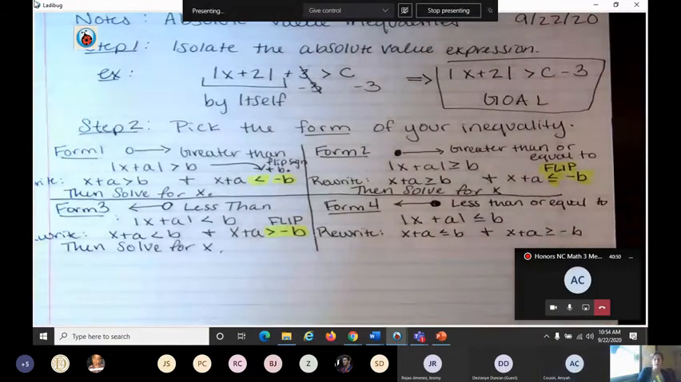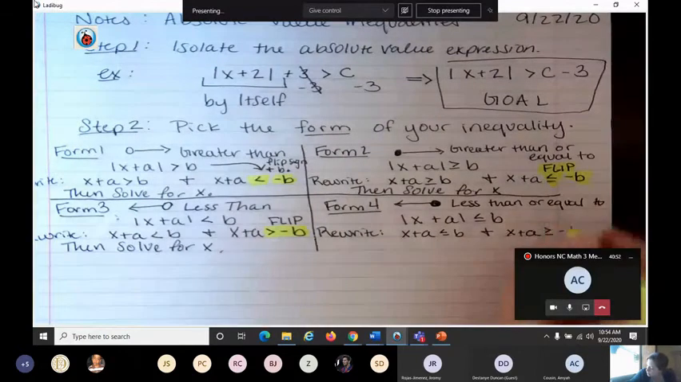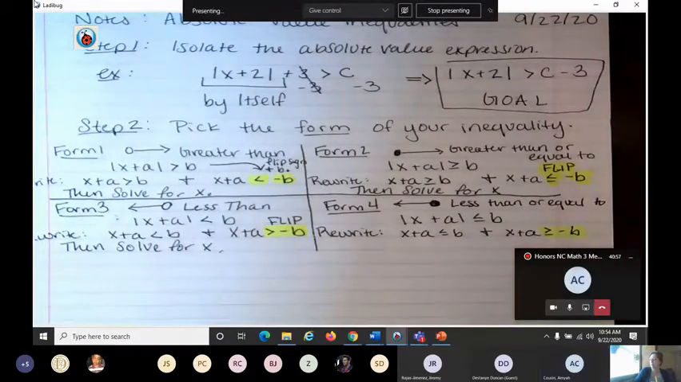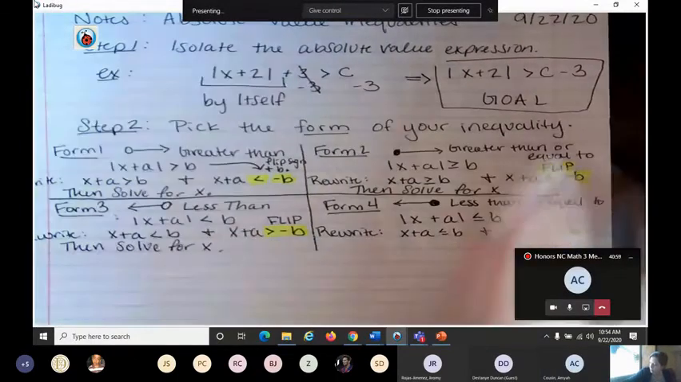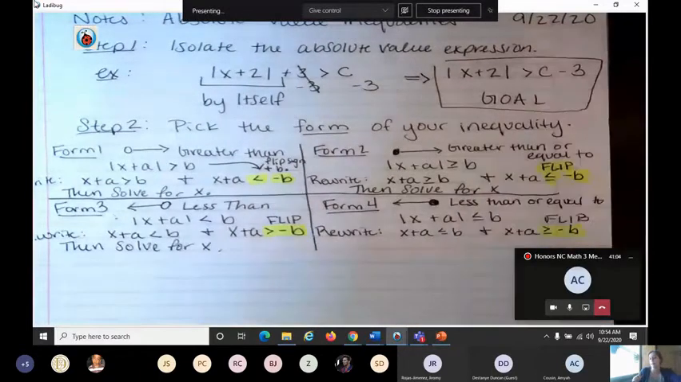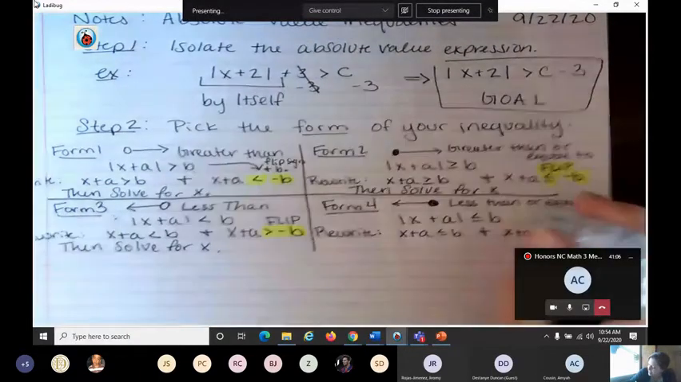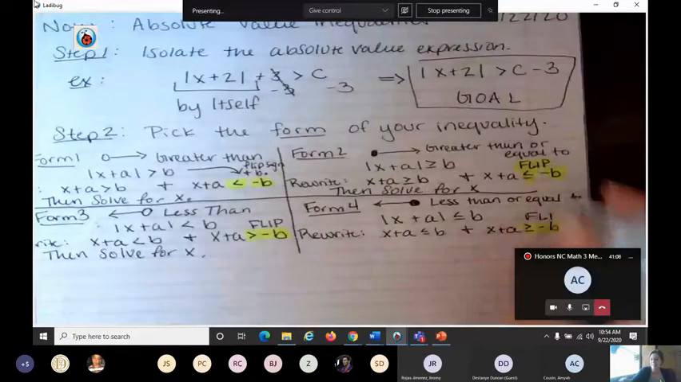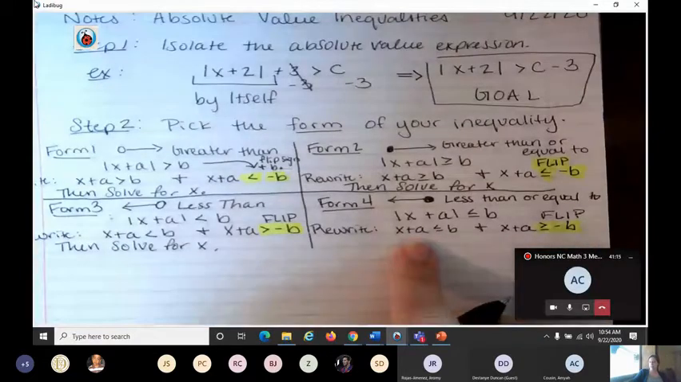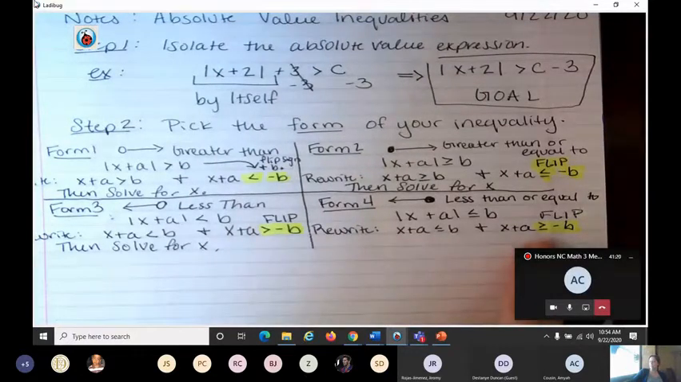Yeah. Good job, Amaya. Thank you. Okay, so Amaya did this correct. Oops, I spelled flip wrong. Let me fix this. Flip. So first, Amaya broke it up so that we have x plus a is less than or equal to b. And our second inequality is x plus a is greater than or equal to negative b. Very good, thank you.